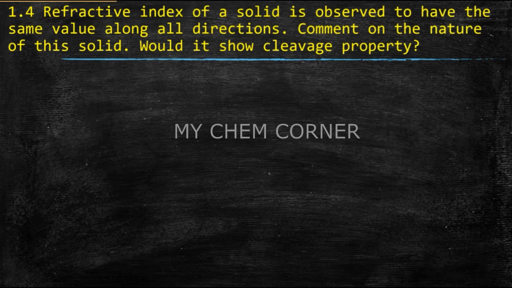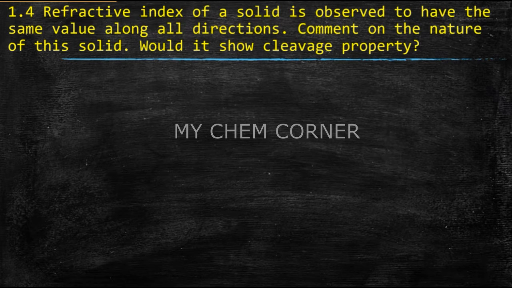Here, when we learned about the differences between amorphous and crystalline solids, refractive index was one of the things that gave us the definition for anisotropy and isotropy. Under that, we learned that these physical properties, when measured along a particular direction, give a certain value.